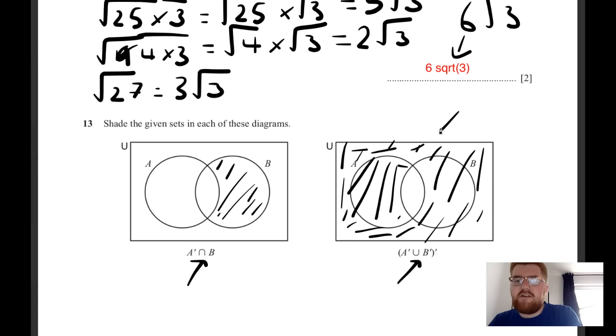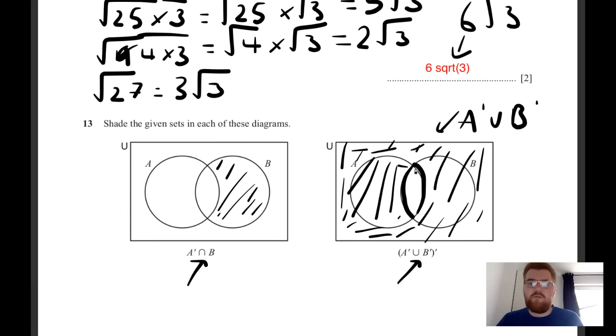So the answer I've done here, I've shaded in the region A or not B. That's what I've shaded in down there. So I've missed out this part here of my Venn diagram. But I've shaded in everything else. Now, because we want not what I've just shaded in, we get rid of everything apart from the center.